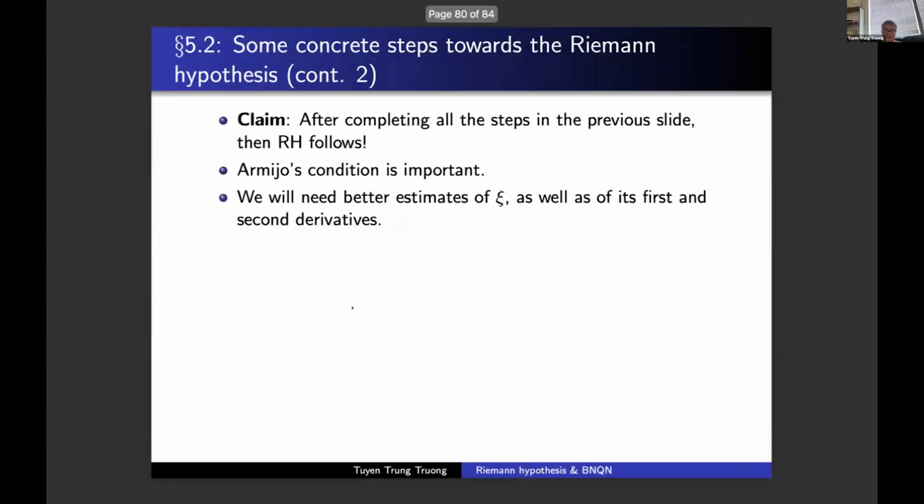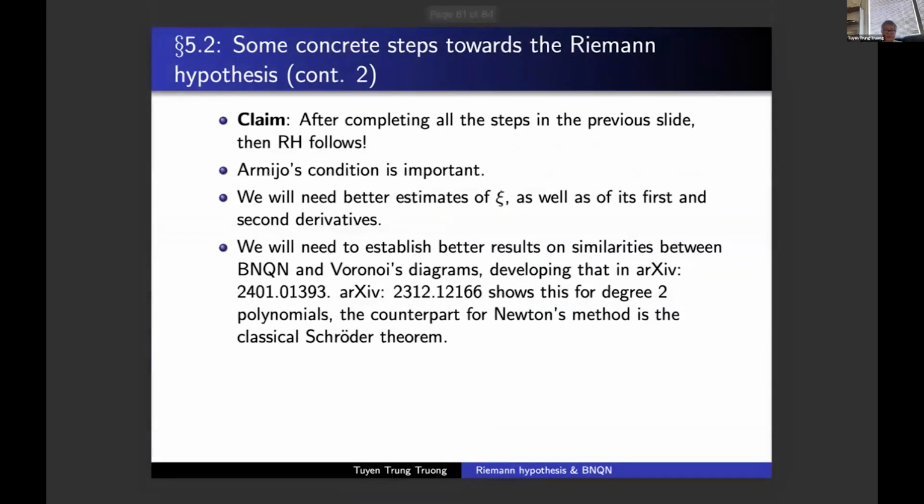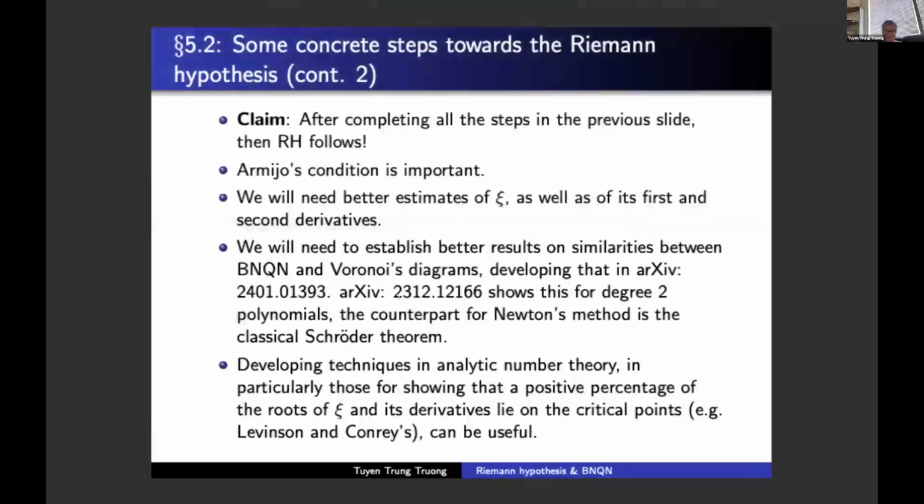We found that to prove the similarity between the BNQN and the Voronoi diagram, the ambiguous condition, which I showed before, was very important for degree two polynomials. So maybe it's also important for the C function. And yes, also maybe we need to estimate the Riemann C function better than the results we have now. So that's the end. Thank you.